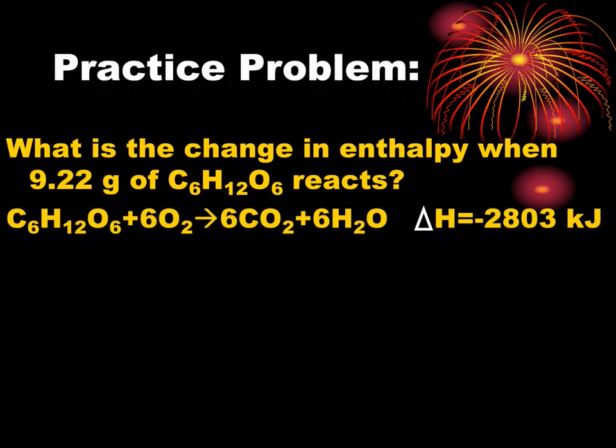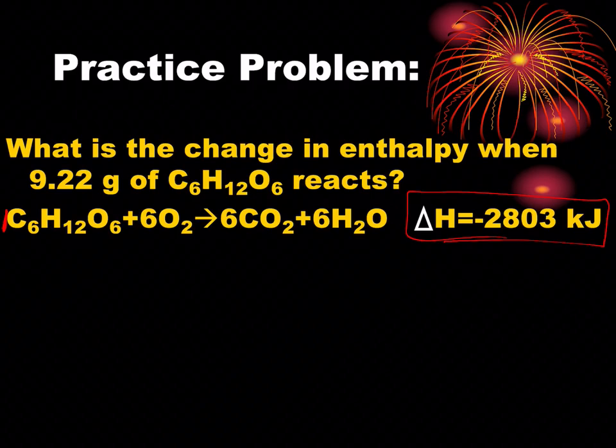When that equation is balanced, we can see that 1 mole of our C6H12O6 is going to release negative 2,803 kilojoules of energy. If it told us how many grams we had of oxygen reacting, then we would say 6 moles is going to release 2,803 kilojoules. But in this case, it's our C6H12O6, so it's only going to be 1 mole.